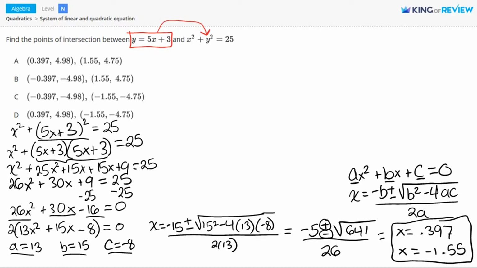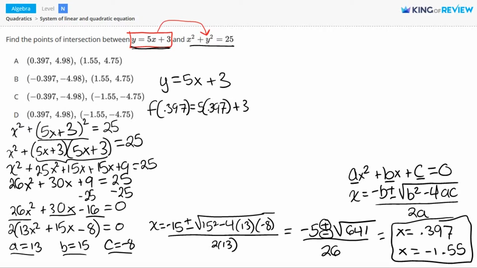Now let's find the y coordinates of the points of intersection. We can do this by plugging in each of these x values into either one of these two equations. I'm going to choose the first equation, y equals 5x plus 3. So let's plug in our first x value, f of 0.397. This equals 5 times 0.397 plus 3, and this equals 4.98.